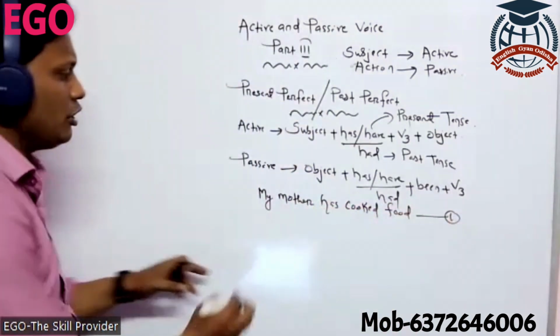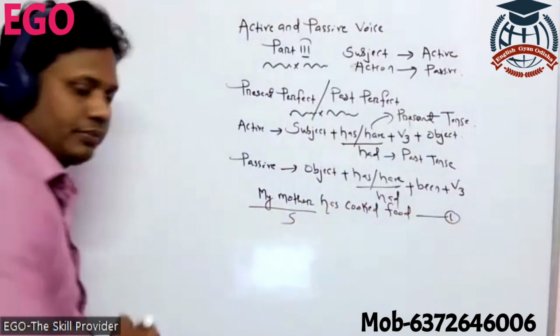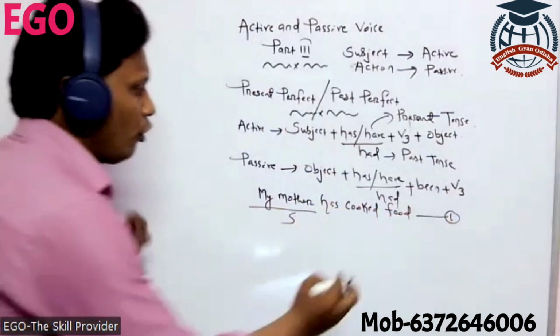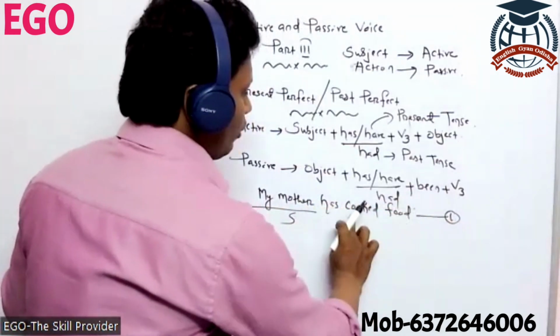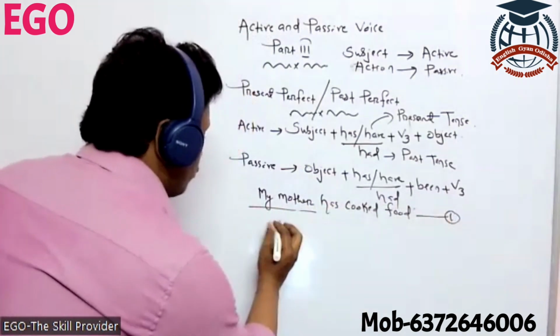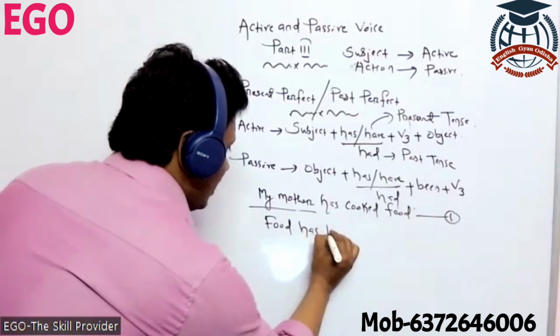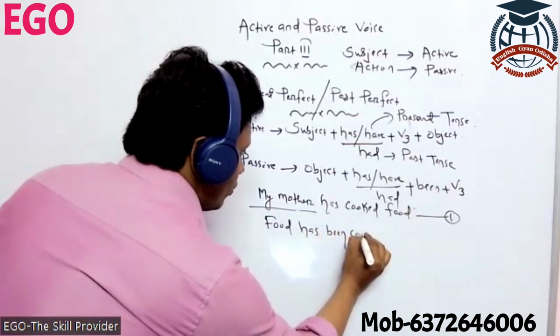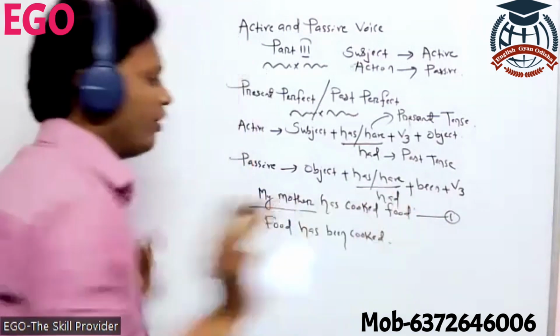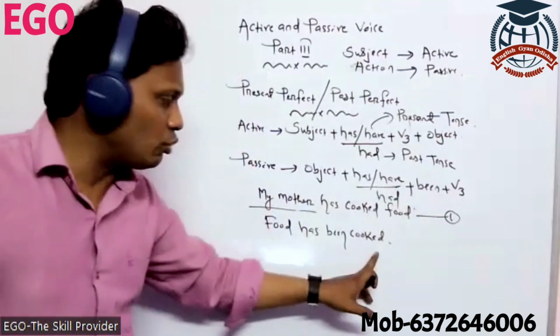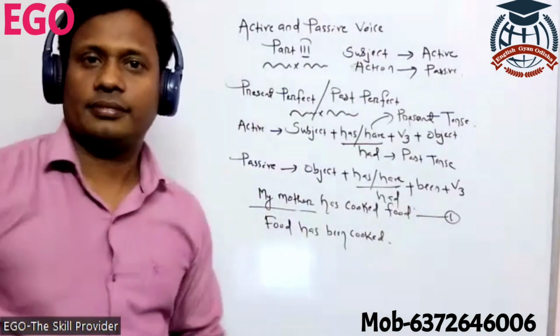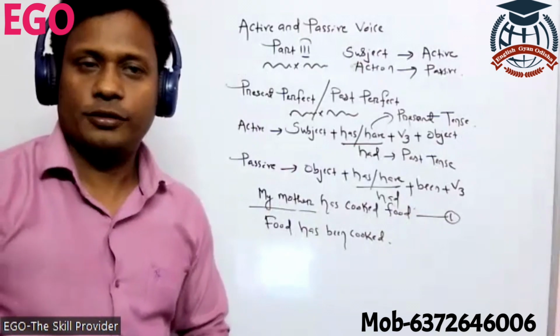This is called active because you want to focus on the subject. But right now the focus is on action. Action means cooked food. So actually what you have to do? Food has been cooked. Over. Food has been cooked. Let's go for it. So like that.